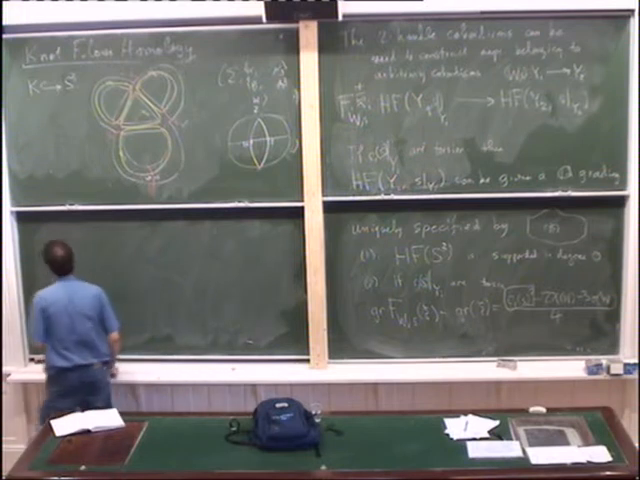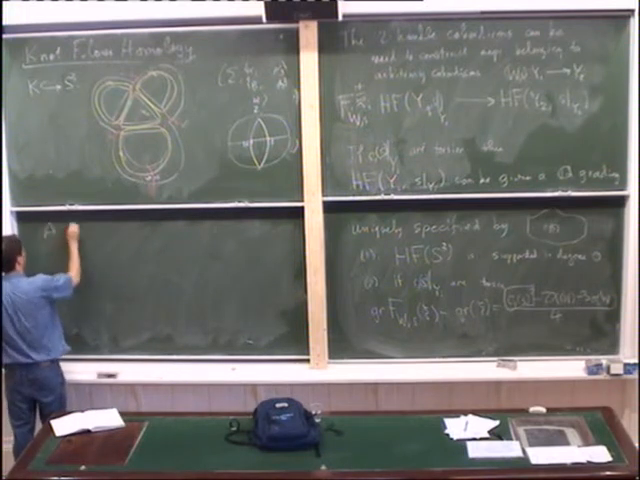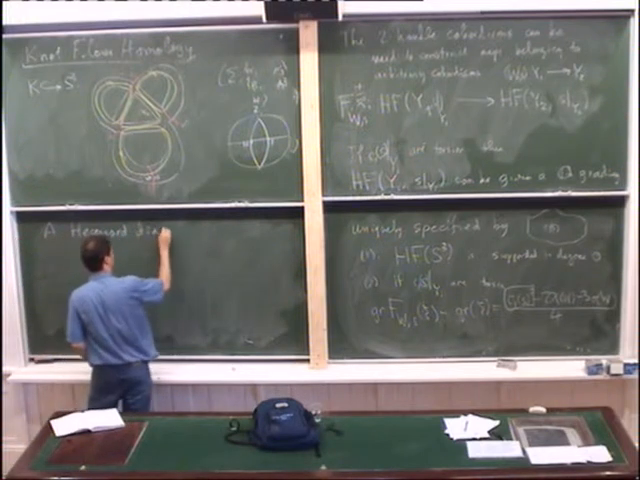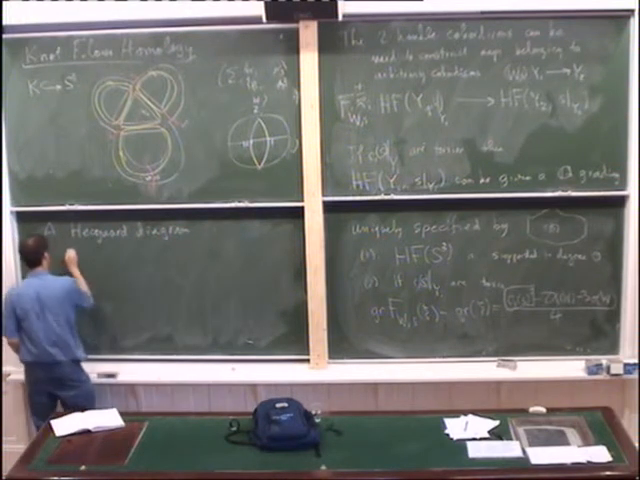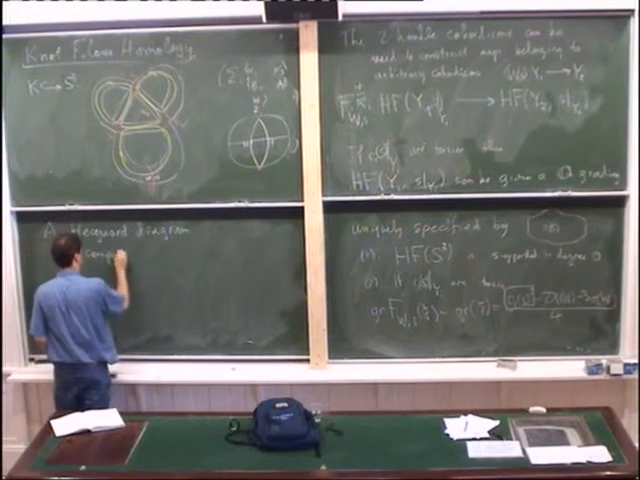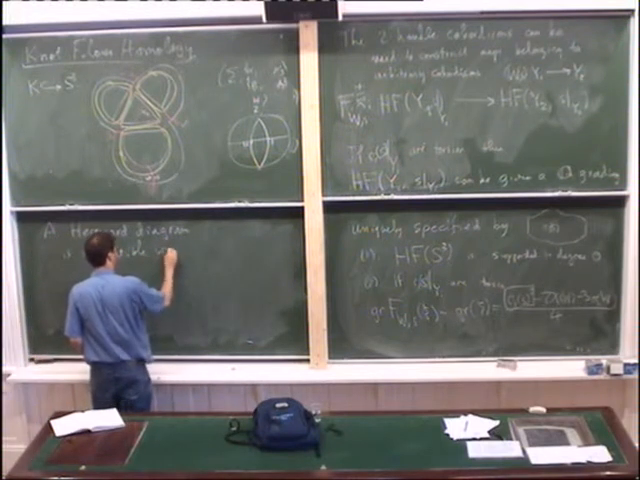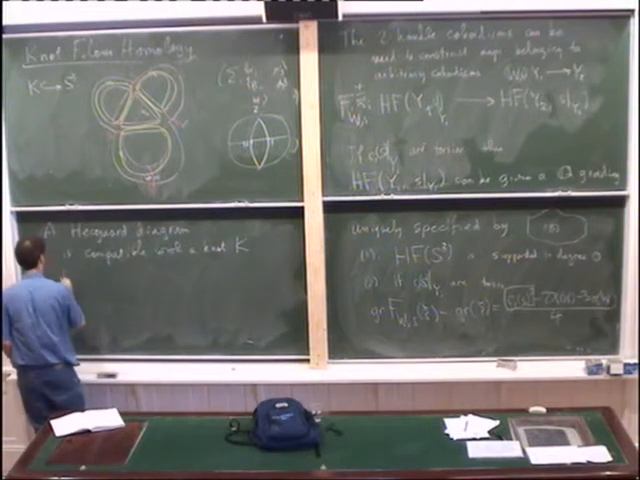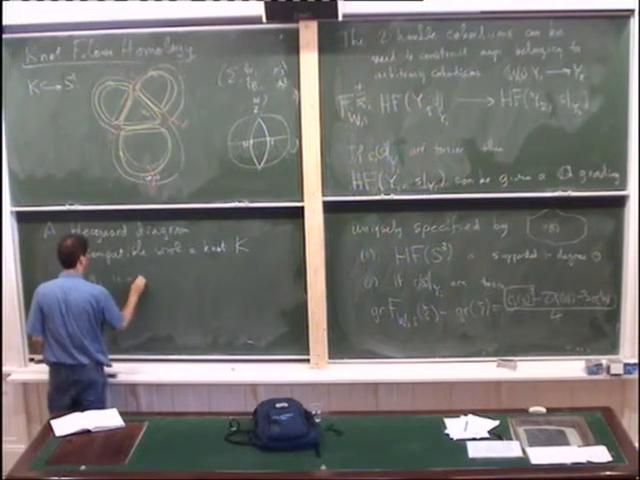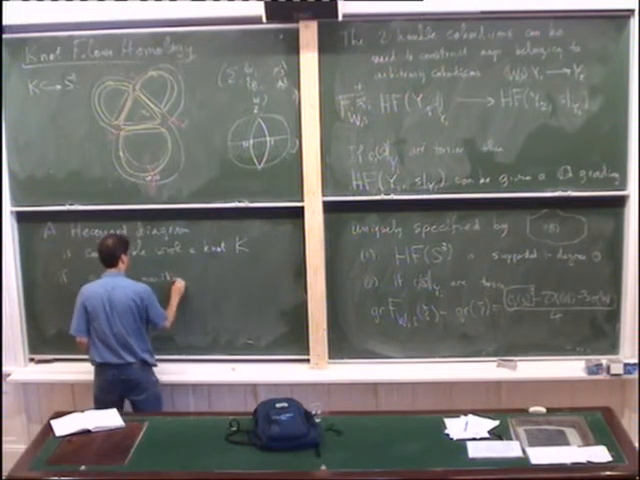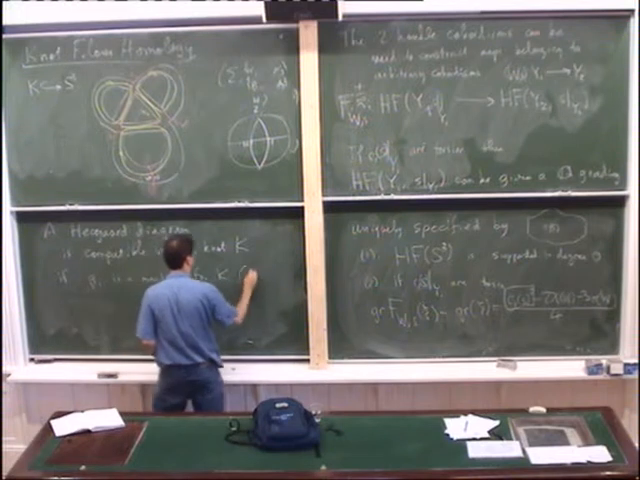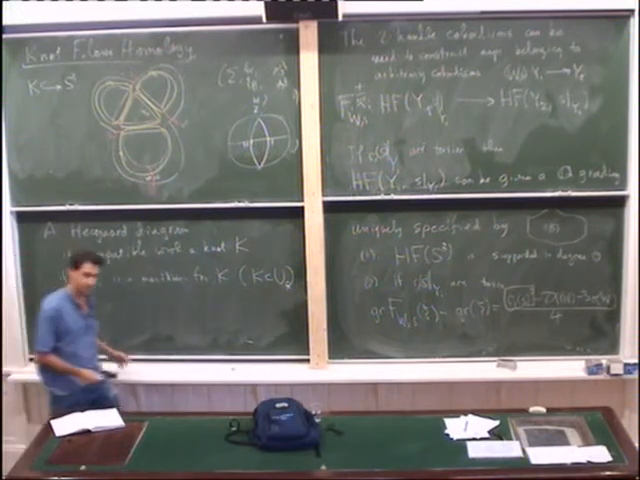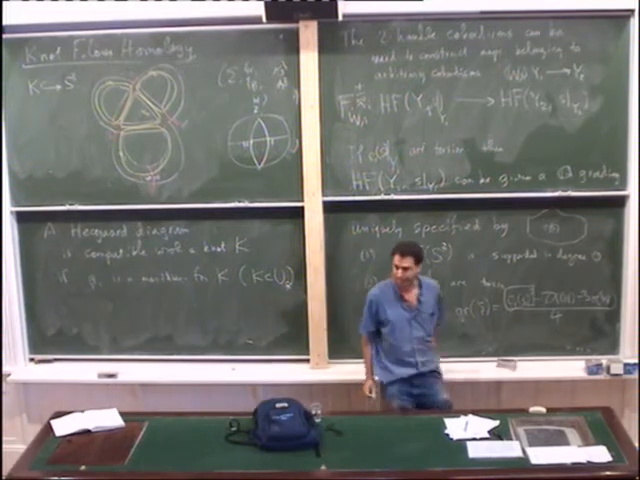So a Heegaard diagram is compatible with (A naught, K) if beta 1 is a meridian for K, and K lives inside of the beta handlebodies. And given any knot, you can find such a Heegaard diagram. We talked about that last time.